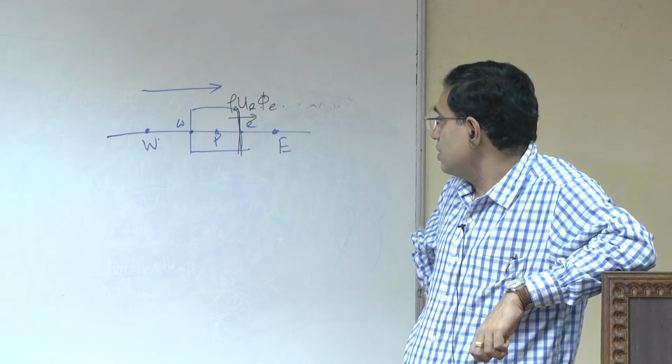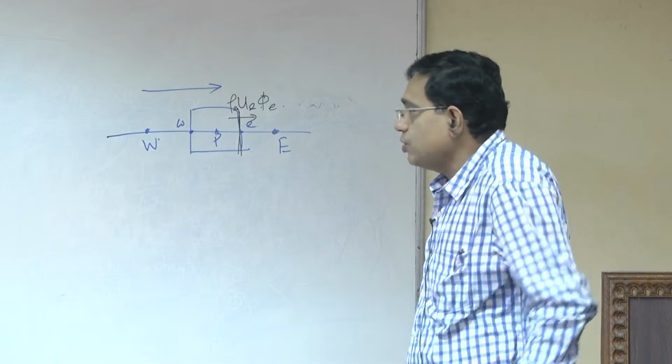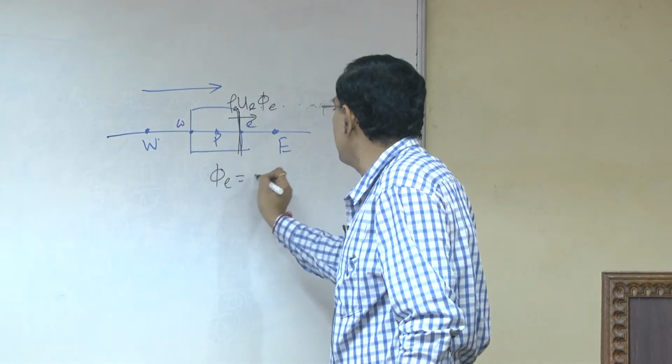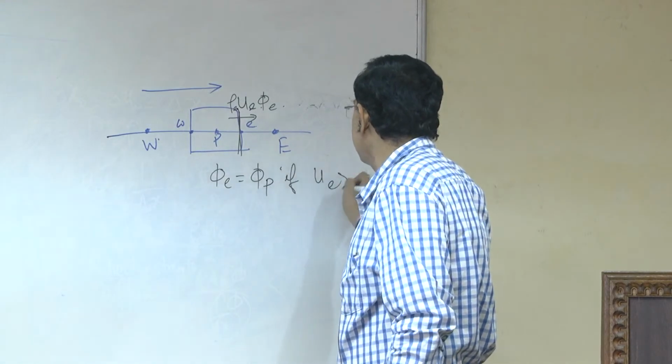What it says is that if it is a strong unidirectional flow, then you have phi small e equal to phi P if UE is greater than 0.